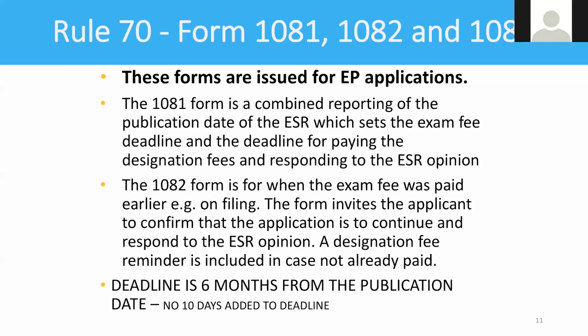And the deadline here is a 6-month deadline from the publication date. Also note that the 10-day rule does not apply to this due date, so don't add 10 days before you add the 6 months. Take the publication date, which is in the form, and add 6 months.